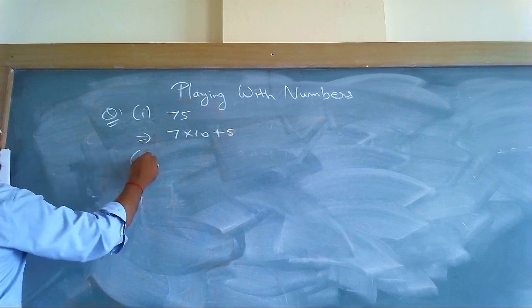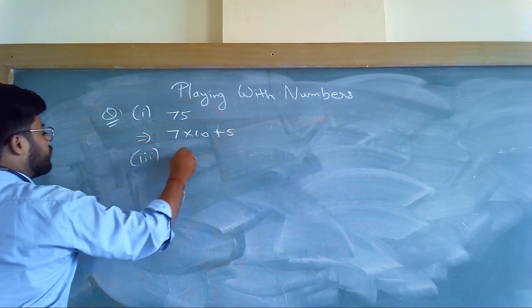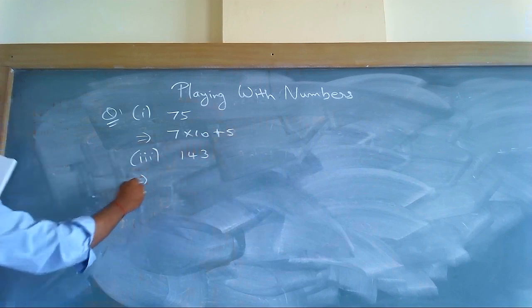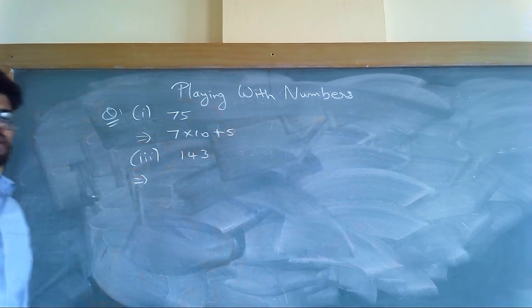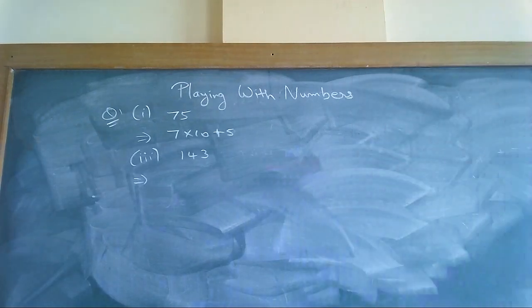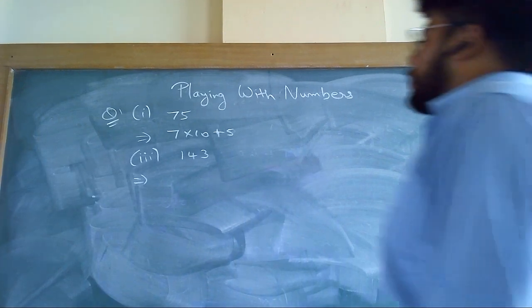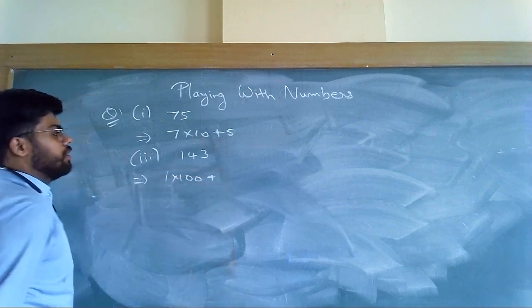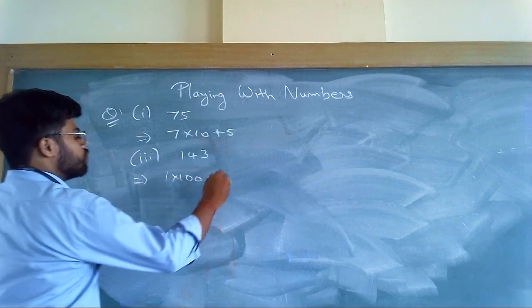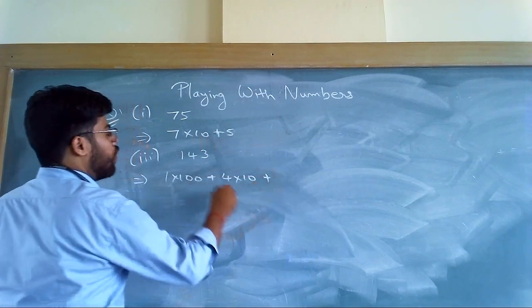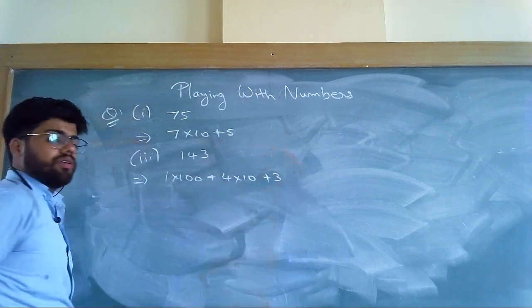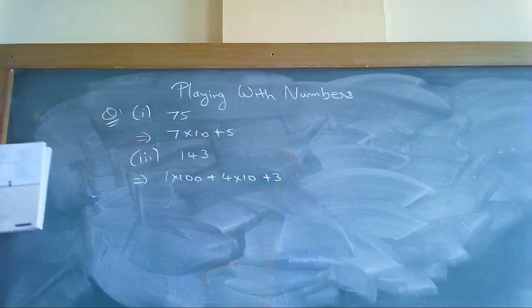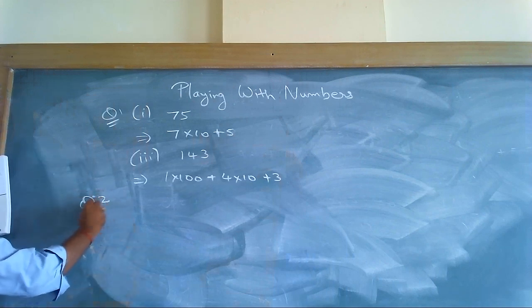Third one: 143. What can we write for 143? Think about it. Do you get the answer? Like 1 into 100, 100. Now 40, so 4 into 10. How much is left? 3. So this is your answer. Now, the fourth part is your homework.